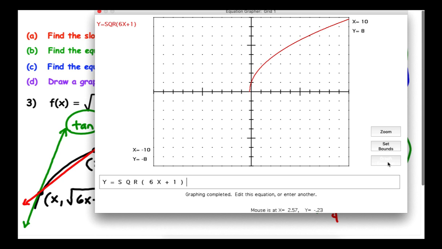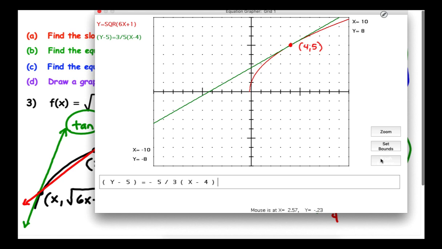And yes, it does. Okay, I've typed in my tan line equation. As you can see, it's perfect. And so is the normal line right here. All right, we've successfully done number 3, an example with the square root in it.